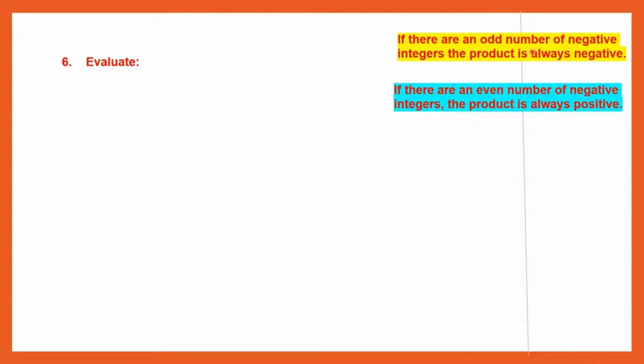Question 6. So again, before question 6, just go through this once more. If there are an odd number of negative integers, the product is always negative. If there are an even number of negative integers, the product is always positive. So let's see this. Here we have all positive integers, so we can directly multiply. 2 4s are 8. 8 6s are 48. Now 48 into 8.